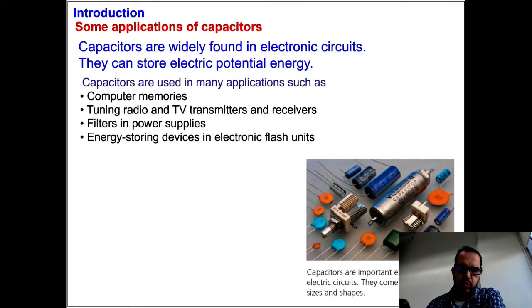So they can be used, for example, the flashlight of your mobile or your camera is based on a capacitor storage of energy and discharge in order to generate the intense light. They usually come in different sizes and shapes. So there are cylindrical capacitors, parallel plate capacitors, and even there are variable capacitors.